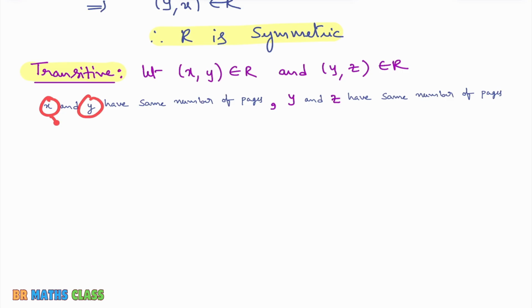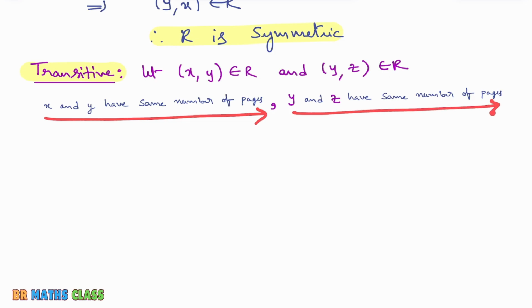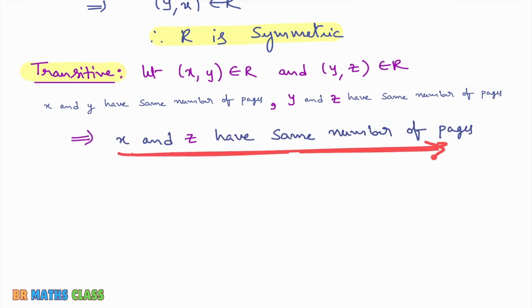You observe x and y have the same number of pages. Suppose both are having 50 pages. Here, y and z have the same number of pages. In this we came to know that y is having 50 pages, so z is also having 50 pages. So x is having 50 pages, z is also having 50 pages. As x and y have the same number of pages, and y and z have the same number of pages, from this we can write that x and z have the same number of pages.